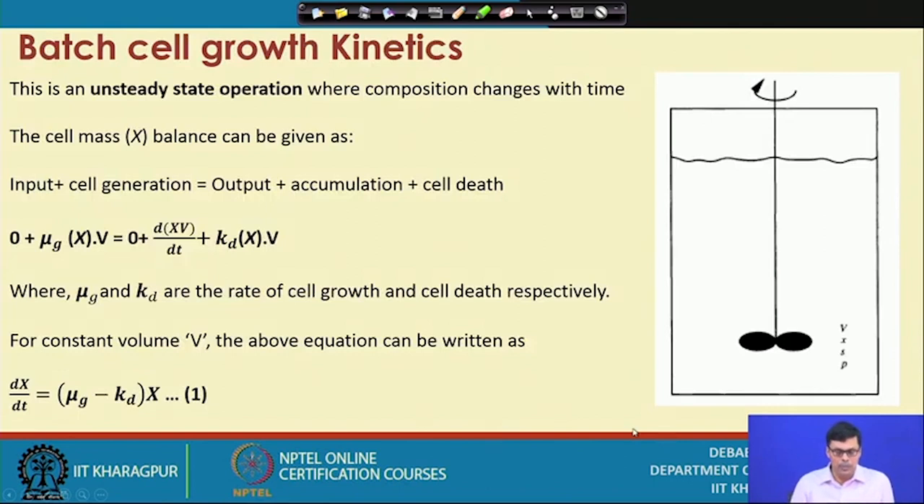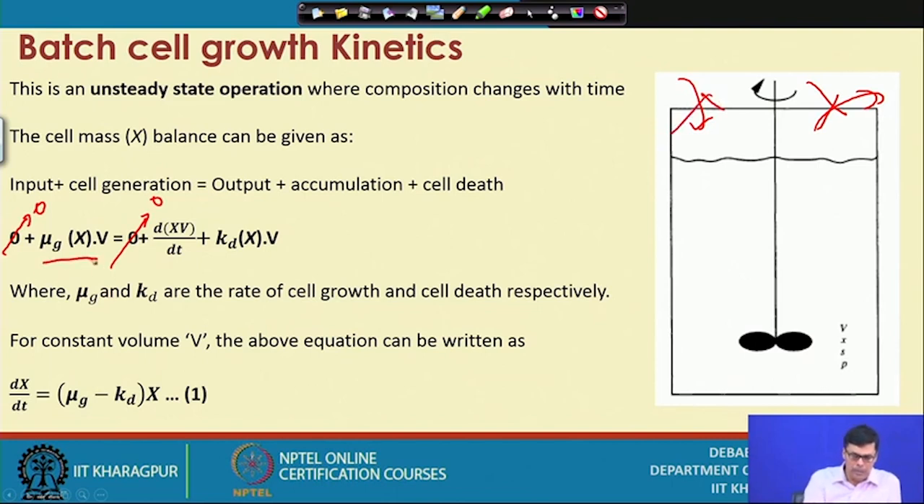Now, if you do the cell mass balance across this reactor, particularly in the batch process, how can we do that? The rate of input of the cells, because the rate of input and output of the cells is equal to 0 in a batch process, because you are not putting anything into the reactor or continuously taking anything out, so this will be equal to 0. The rate of generation of the cells, the rate of growth of the cell, will be mu into x into V.